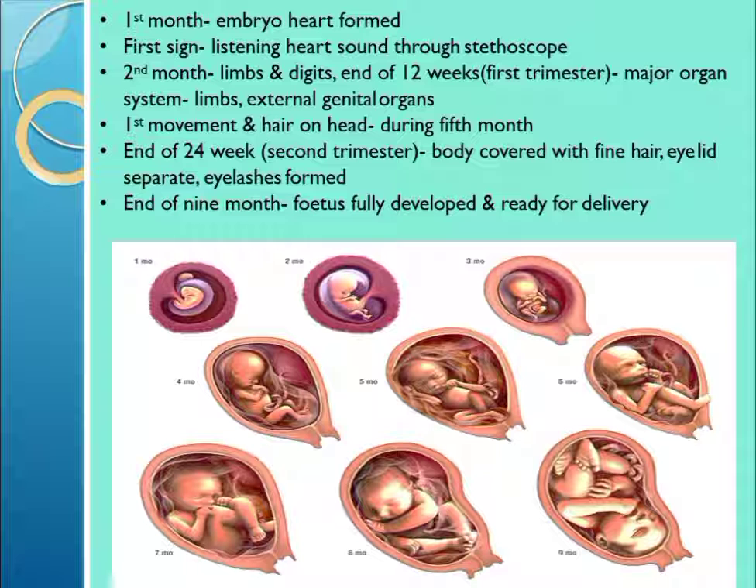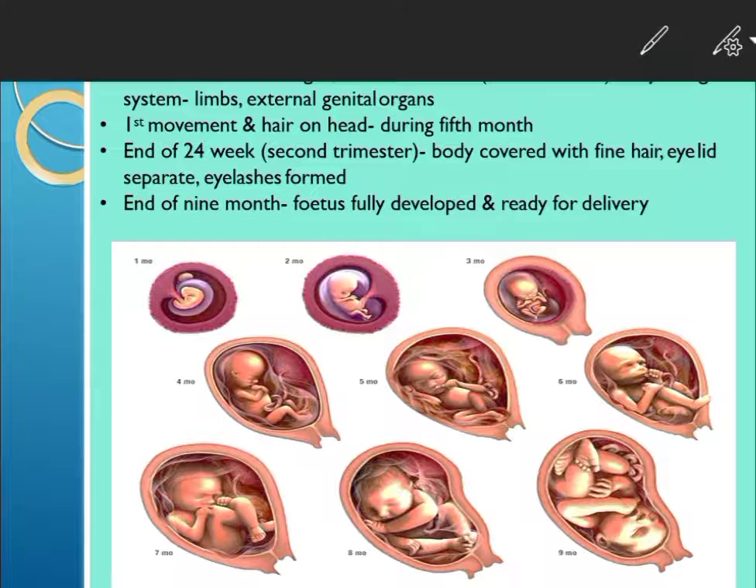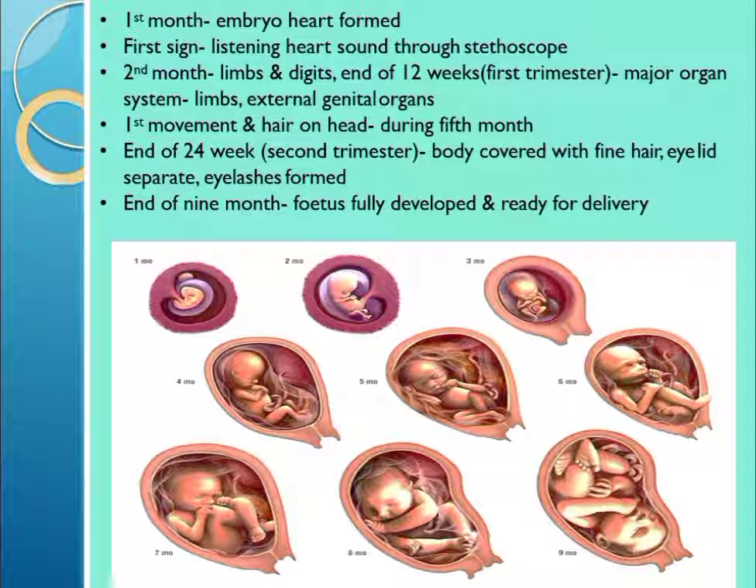Then by the end of the 2nd month, the fetus develops limbs and digits. By the end of the 12 weeks, major organ systems and external genitalia are well developed.